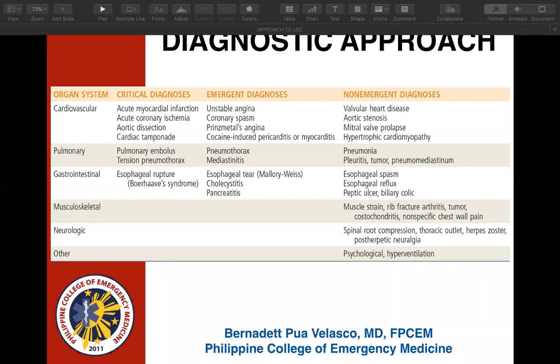So you need to think, it could be an acute myocardial infarction, a coronary ischemia, aortic dissection, cardiac tamponade. It could be a pulmonary embolism, a tension pneumothorax, or an esophageal rupture, rather than thinking it could be an esophageal spasm, pneumonia, pleuritis, tumor. So you need to think of critical diagnosis first before the benign cases.